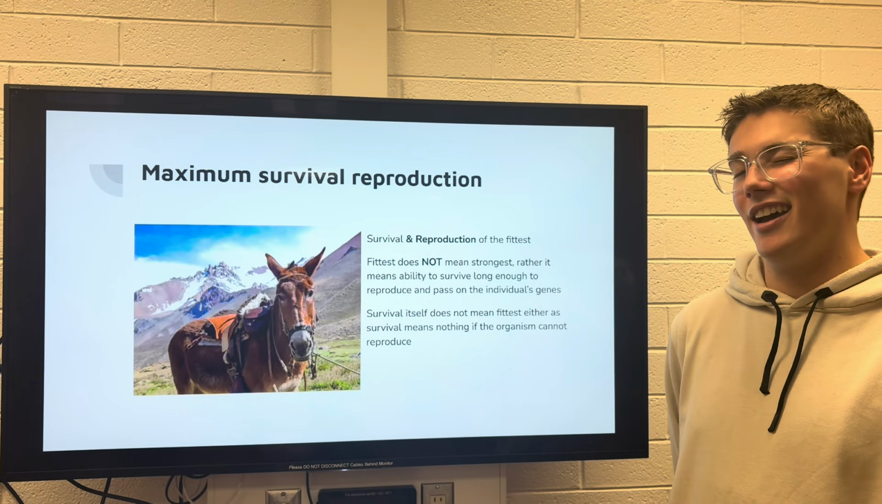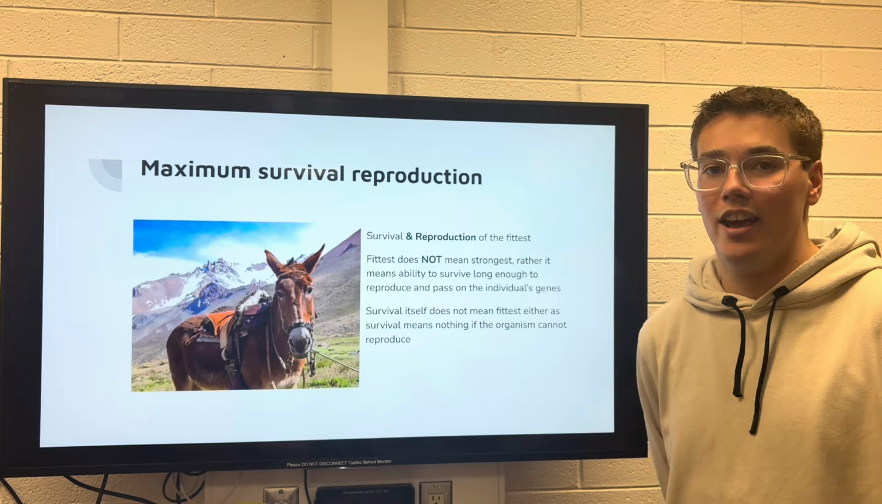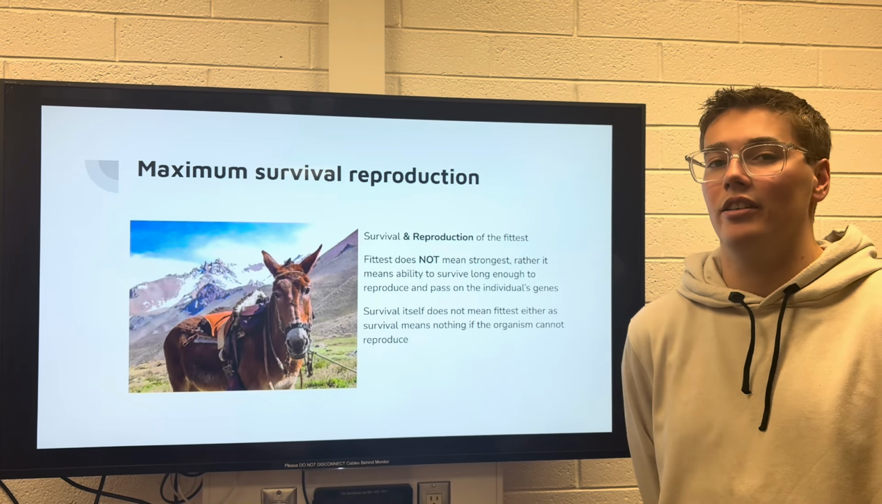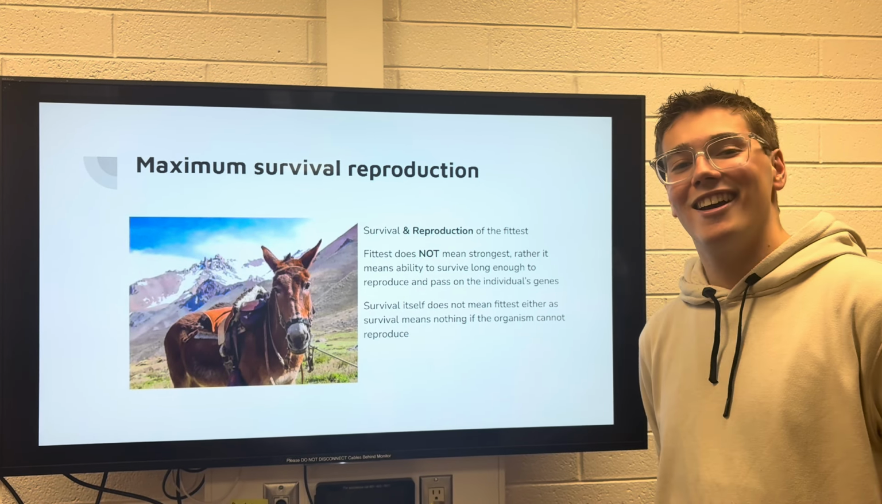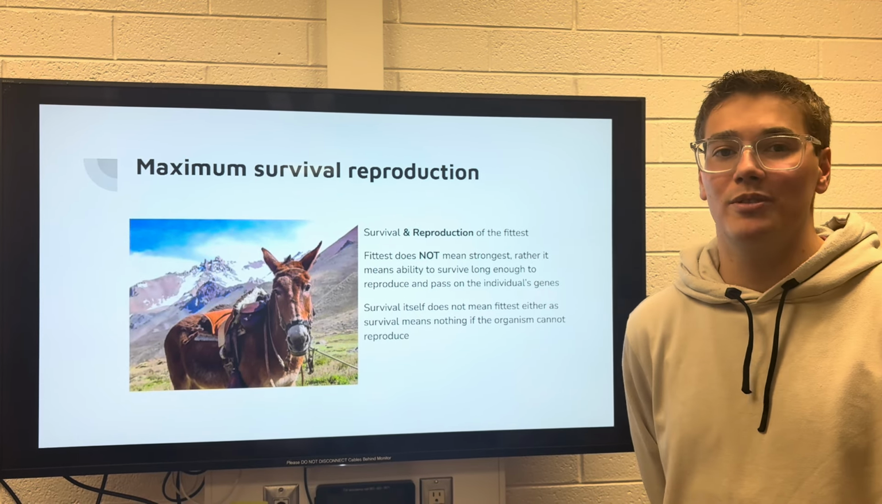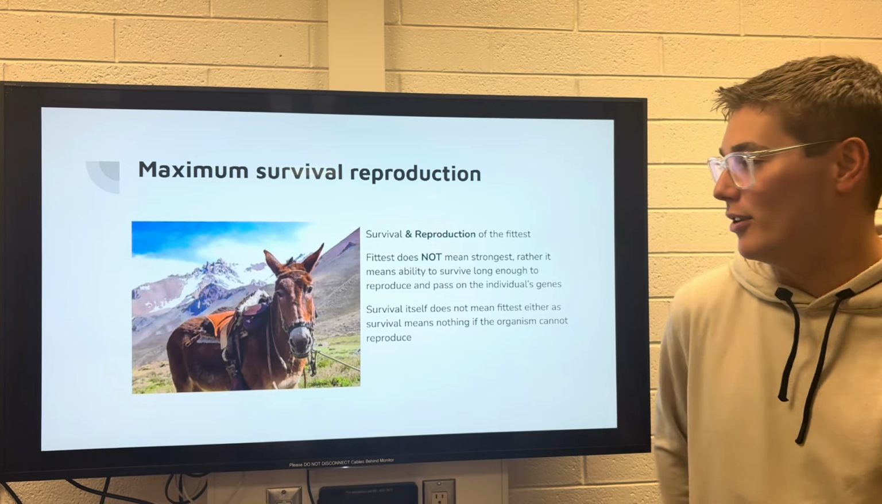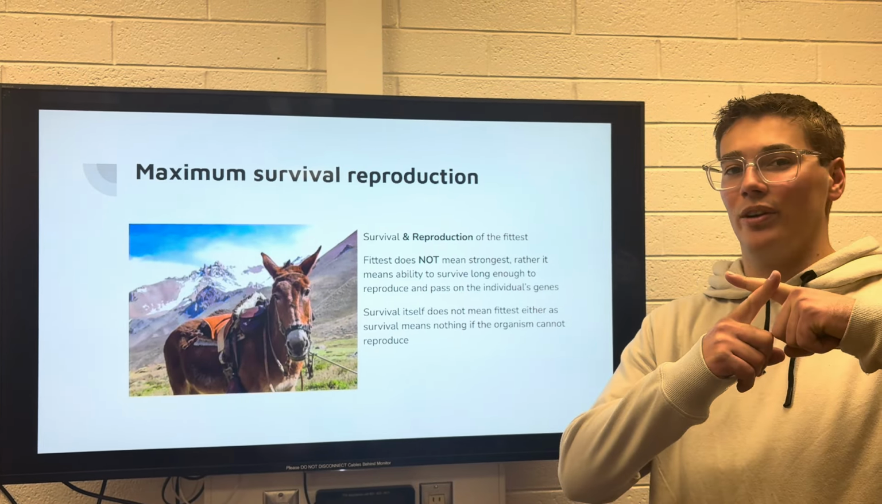A good anti-example of that is the mule, which has a horse and a donkey as parents, and it has the best traits from both, and even better. It's able to carry bigger loads in proportion to its body weight, and is not as stubborn as a donkey, but it's not able to reproduce, therefore it is not a fit organism.